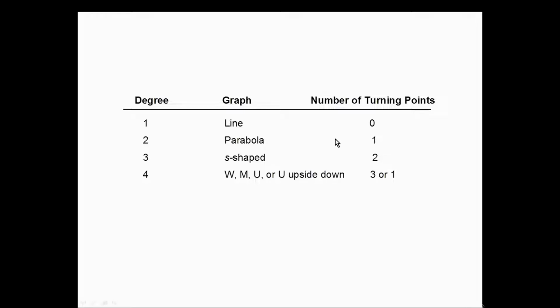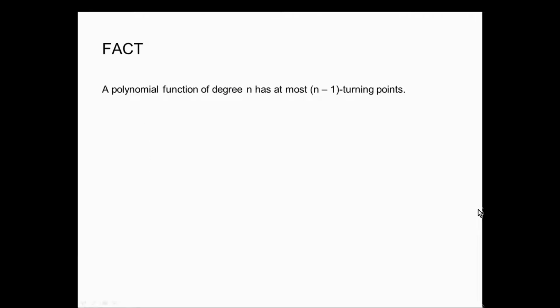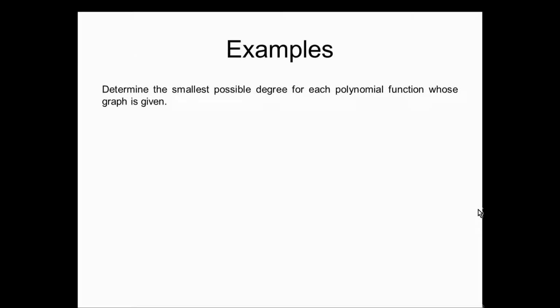But notice the number of turning points isn't any bigger than degree, and it appears to be that it's usually one less than degree. Okay, fact. A polynomial function of degree n has at most n minus 1 turning points. At most n minus 1 turning points. So remember, the degree is n, and n minus 1 is the greatest number of turning points.